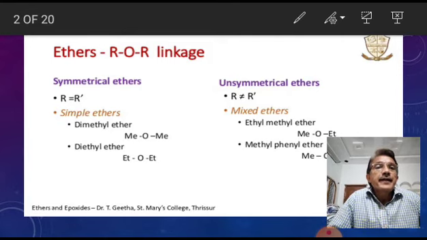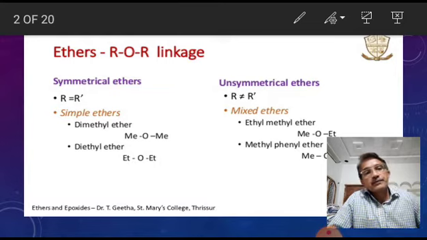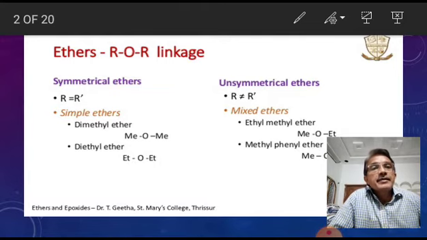Ethers contain the R-O-R linkage. Ethers are classified into two types. They are symmetrical ethers and unsymmetrical ethers. What are called symmetrical ethers and what are called unsymmetrical ethers? The ethers which contain similar alkyl groups are called symmetrical ethers. They are also called simple ethers.